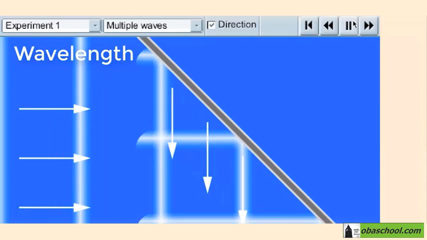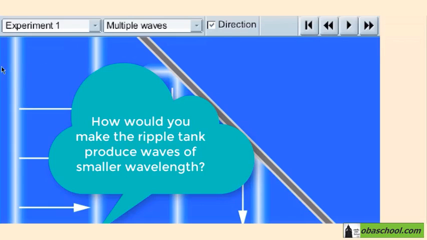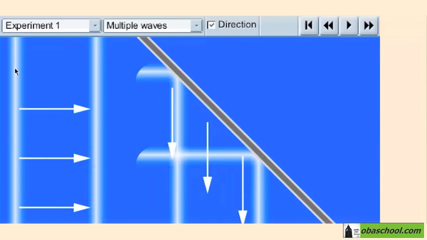Now, let's see who will figure out this question. How would you make the ripple tank produce waves of smaller wavelength? Yes, of course, by making the motor run faster so that the wooden beam vibrates more frequently.